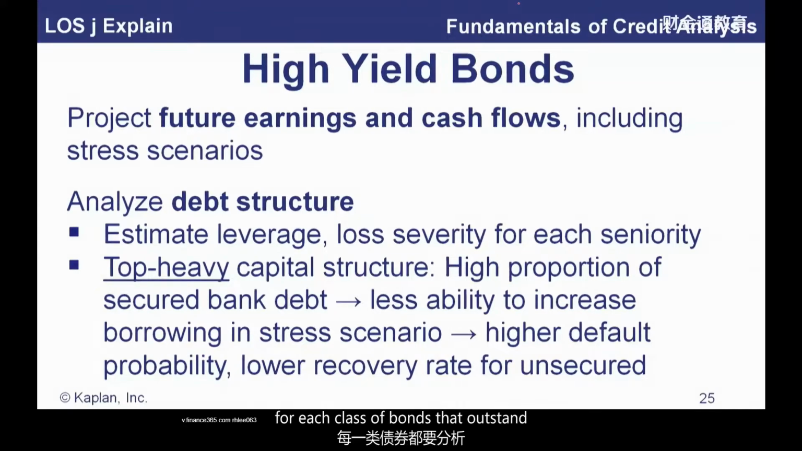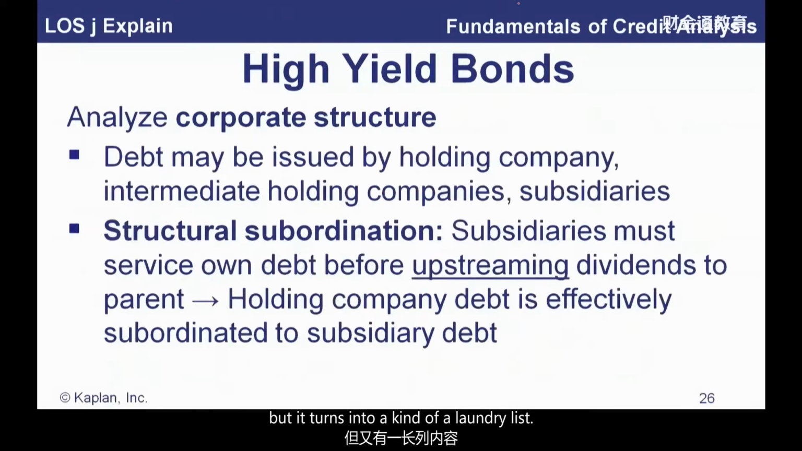that are outstanding. If there is a top-heavy capital structure, that is, a high proportion of secured bank debt, the firm has less ability to increase borrowing in a stress scenario. Higher default probability, lower recovery rate for unsecured debt. So these are some of the considerations with high-yield bonds, but it's turning into kind of a laundry list of those. We need to analyze the corporate structure.